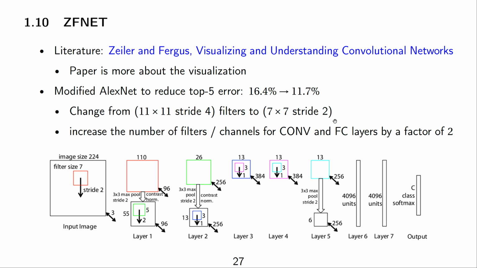Now this is a significant change because the stride 2 instead of stride 4 makes the resolution a lot higher. So we have a resolution of 110 instead of, I think, 56 was it for AlexNet after the first convolution. Also, the authors proposed to increase the number of filters, that means the number of channels for conv and fully connected layers by a factor of 2.